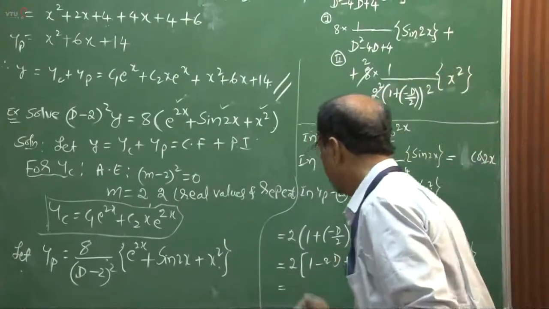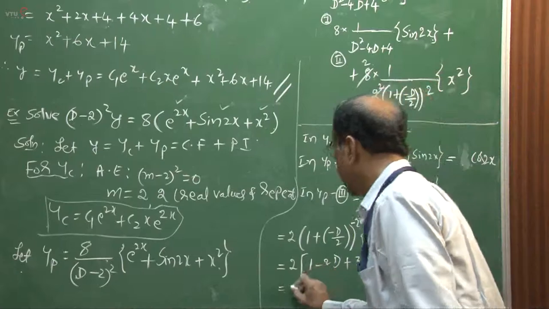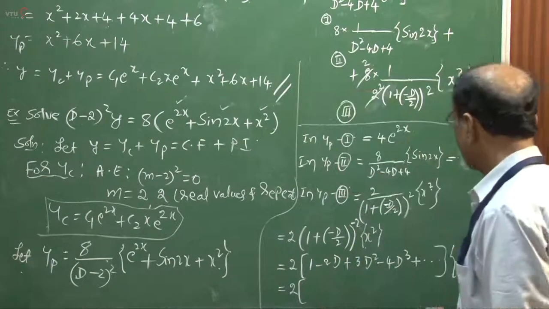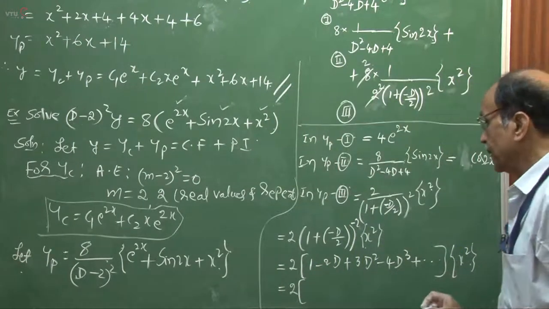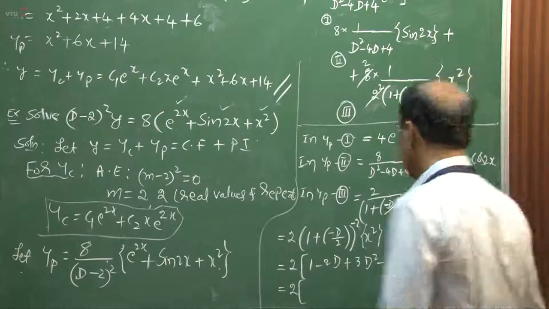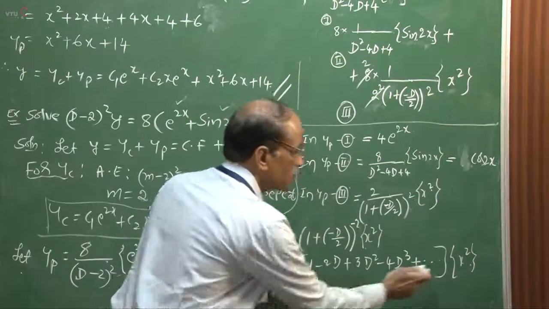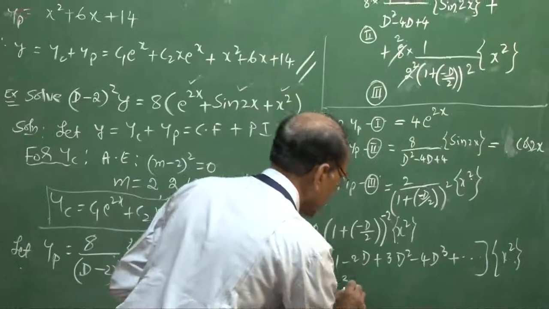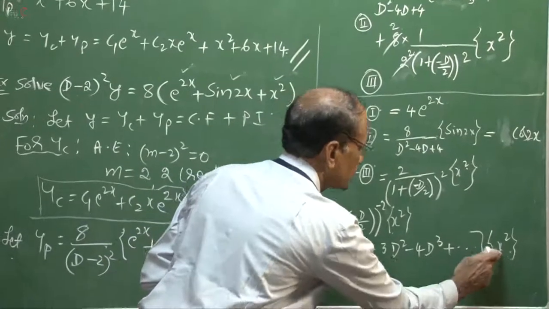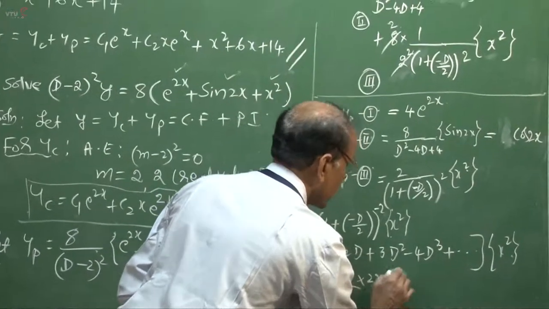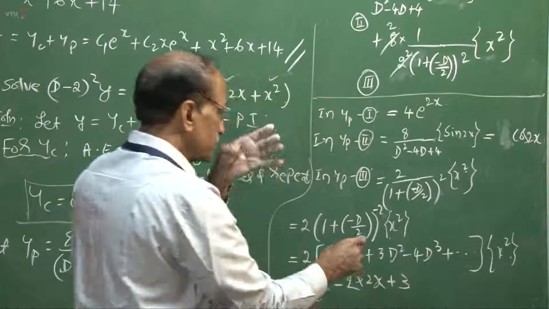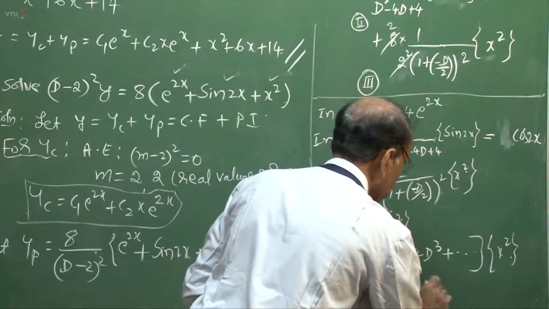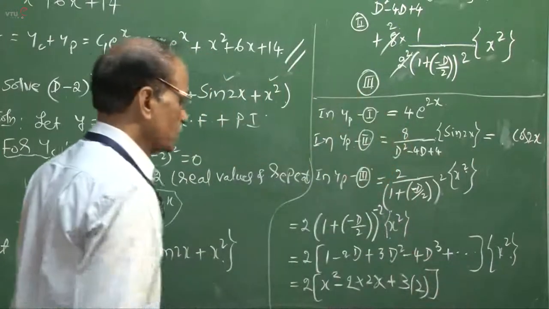Okay. So now this is to be operated: the square bracketed term on the floor bracket. That is 1 into x square. Here 1 is a constant multiplied to x square. You will write x square minus 2 differentiation once, that is 2x, and plus 3 differentiation twice, that makes 2, and close the bracket.